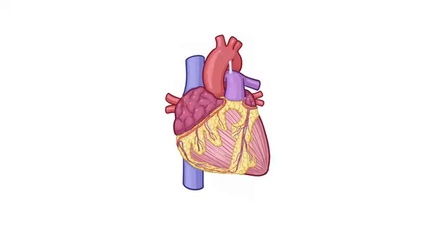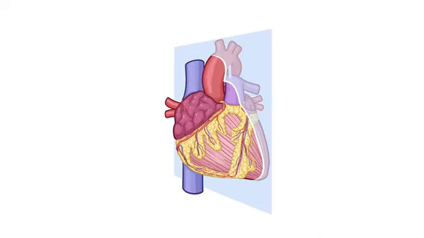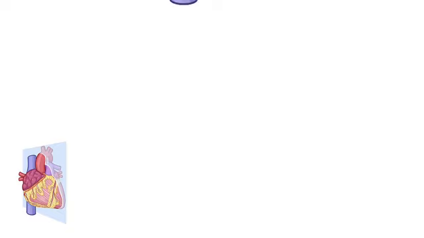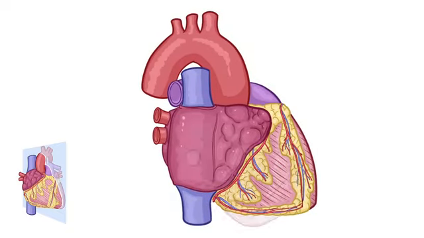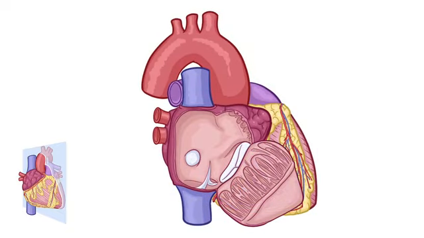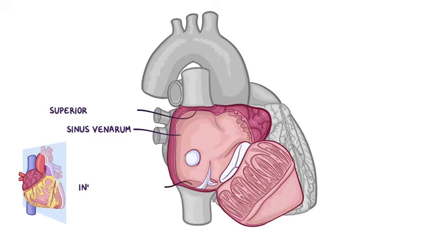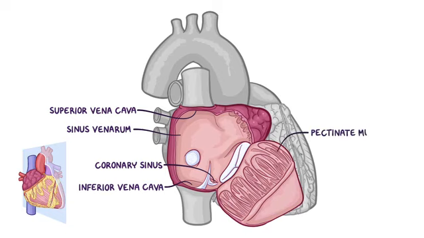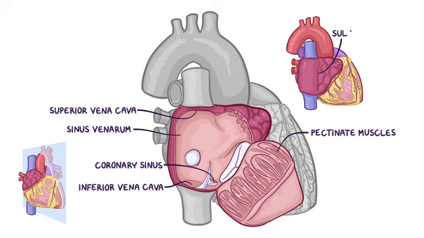Now let's have a look at each chamber of the heart, starting with the right atrium. This is a right anterolateral view of the heart, where we dissected the right atrium in order to see its contents. The right atrium has a smooth, thin-walled posterior part called the sinus venarum, where both superior and inferior vena cava, as well as the coronary sinus, open. Then there's a rough, muscular anterior part formed by the pectinate muscles. Externally, the smooth and rough parts of the atrium are separated by a vertical, shallow groove called the sulcus terminalis.